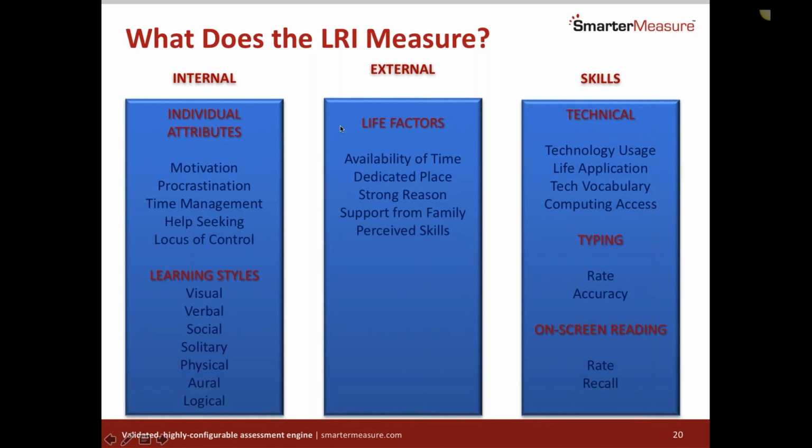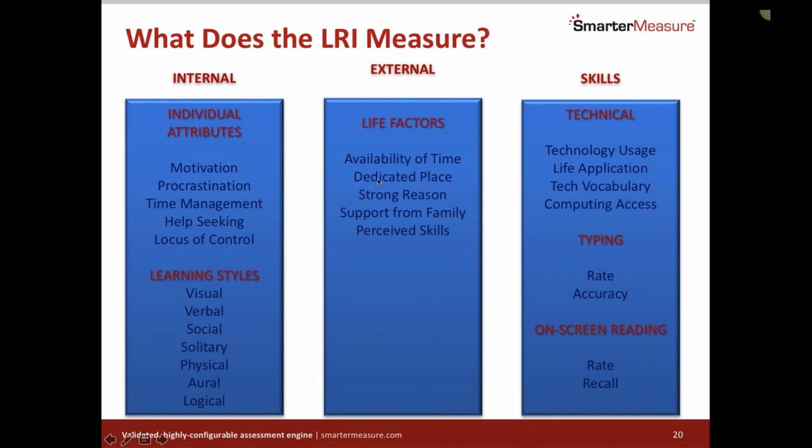So the term life factors and the term individual attributes, you can easily tell what's inside or going on outside the student's life, but these are more specific areas that we're measuring. We're measuring their motivation, their control over procrastination, their time management skills, their willingness to ask for help, their locus of control. And then for life factors, how much time do they have to study?